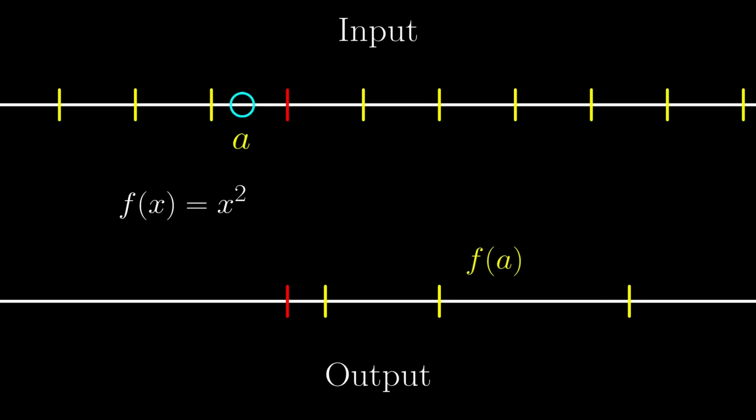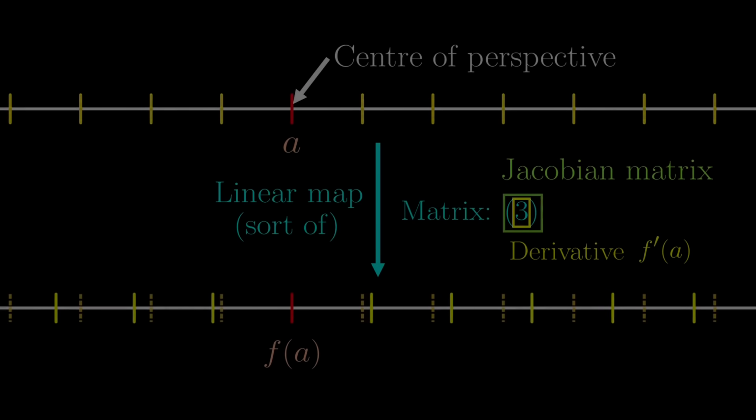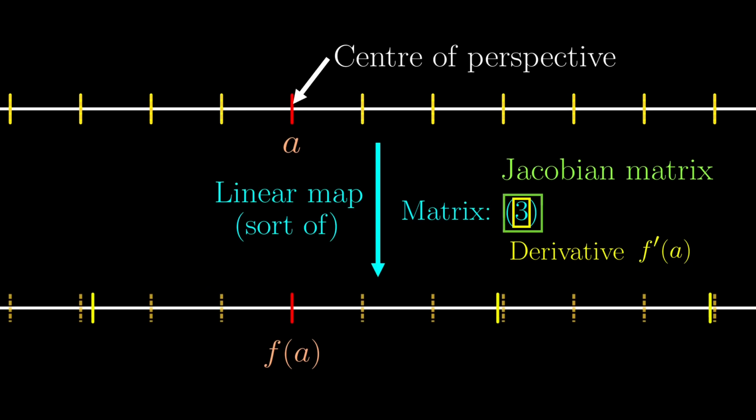If we have moved a somewhere else instead, then the function near a looks like this, and there is even some sort of reflection involved. Points on the right of the red point go to the left of it, with a scale factor of 2, so we can approximate this with a linear map with matrix -2, and the derivative is -2. Even for the same function, the Jacobian and the derivative can be different depending on a.